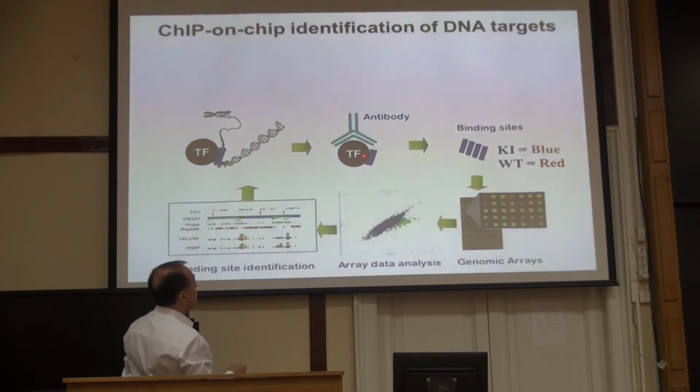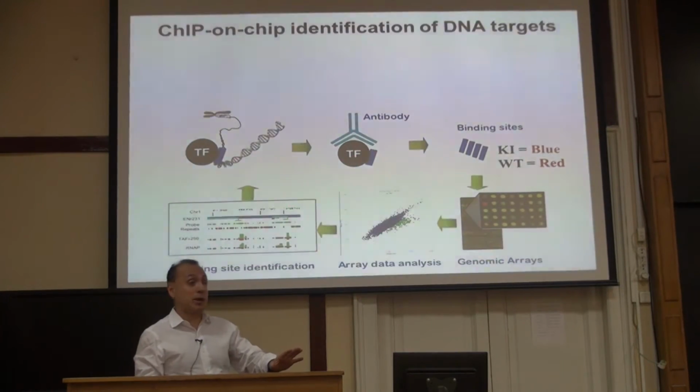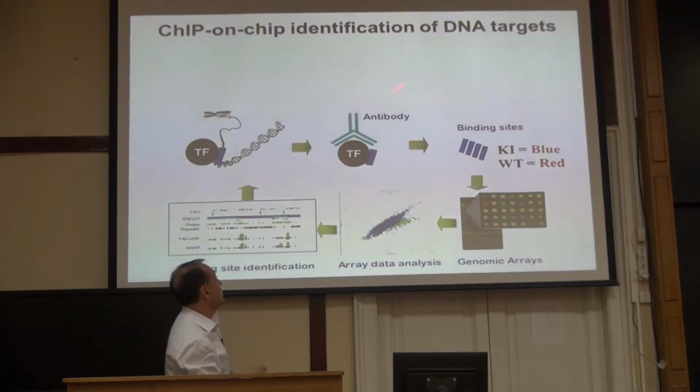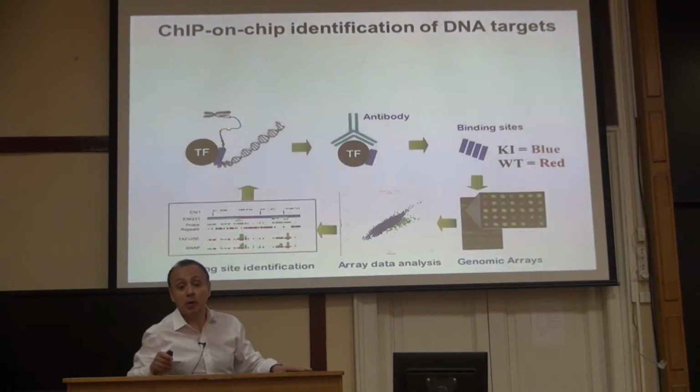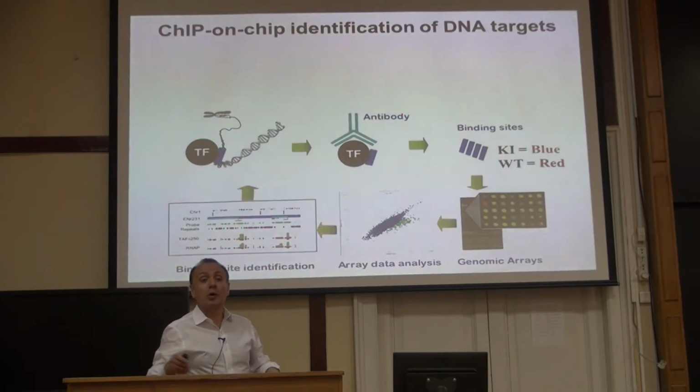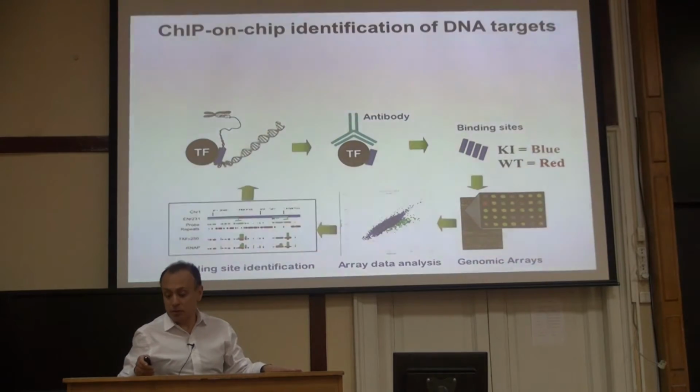And now, in the old-fashioned way, you can hybridize it to the array, which contains the whole genome. So you can know exactly where your transcription factor is binding. In the more modern way called ChIP-seq, you just sequence this DNA. And this way you know where your transcription factor is binding.